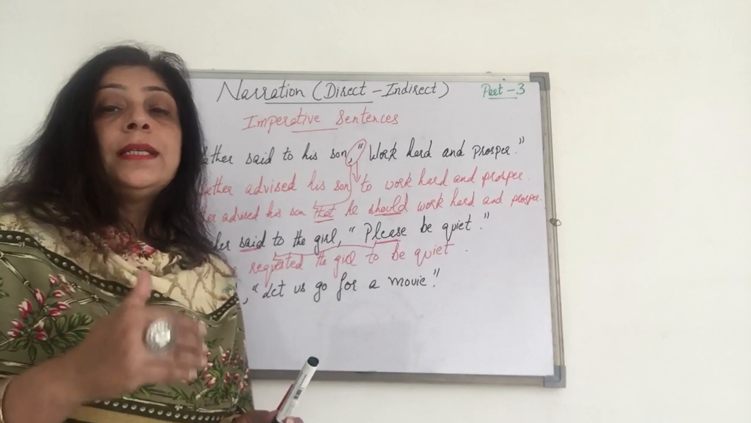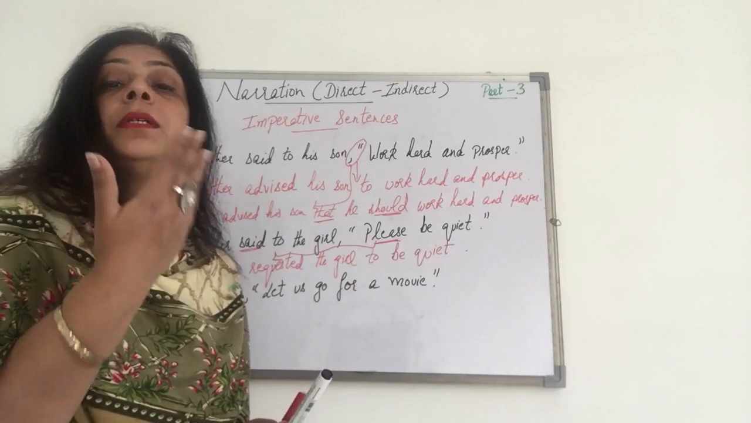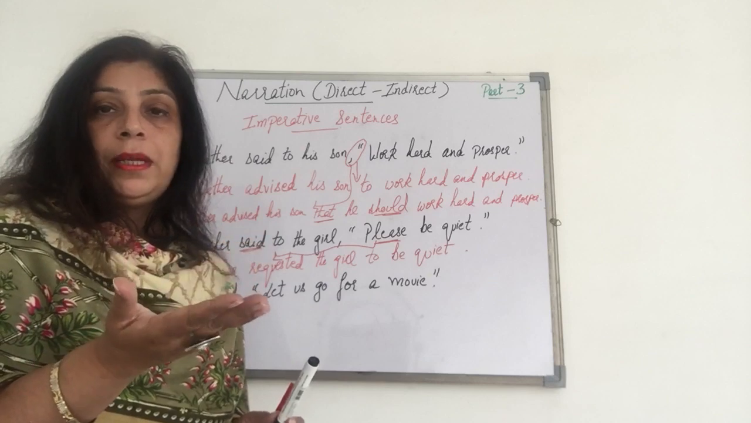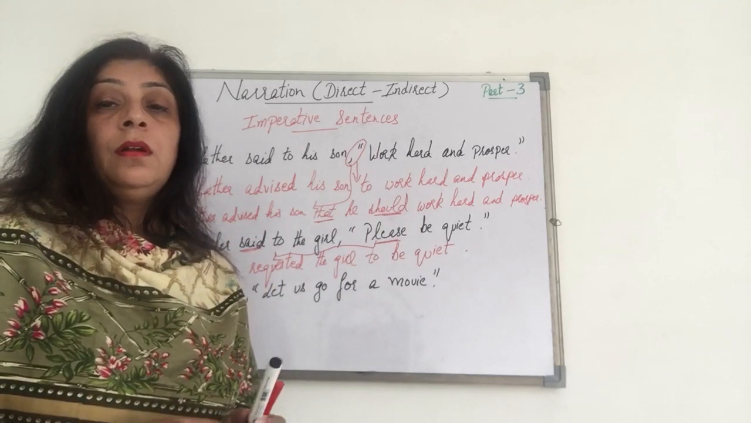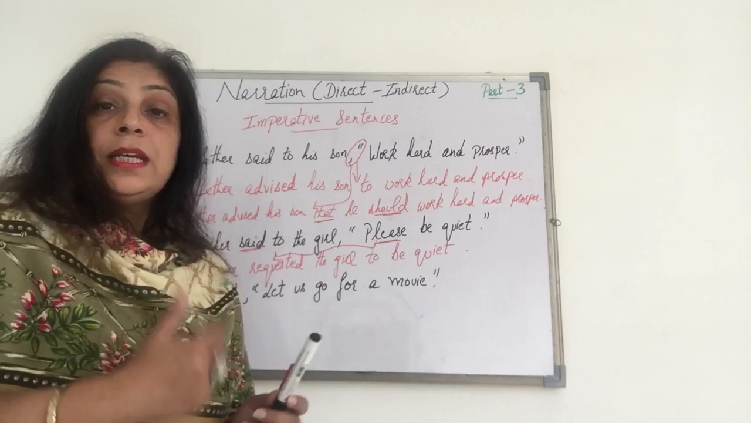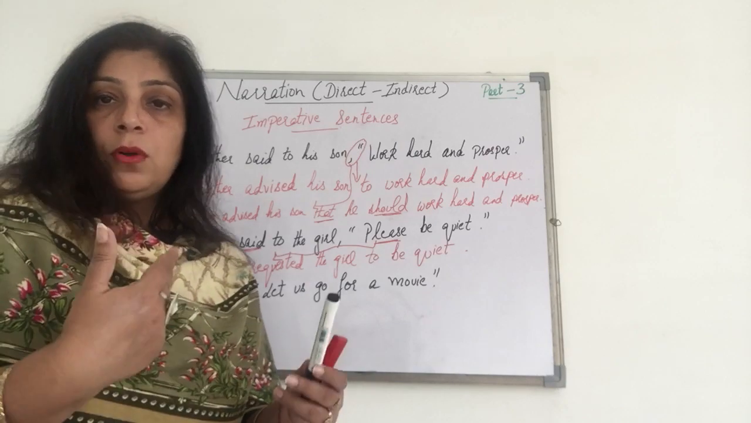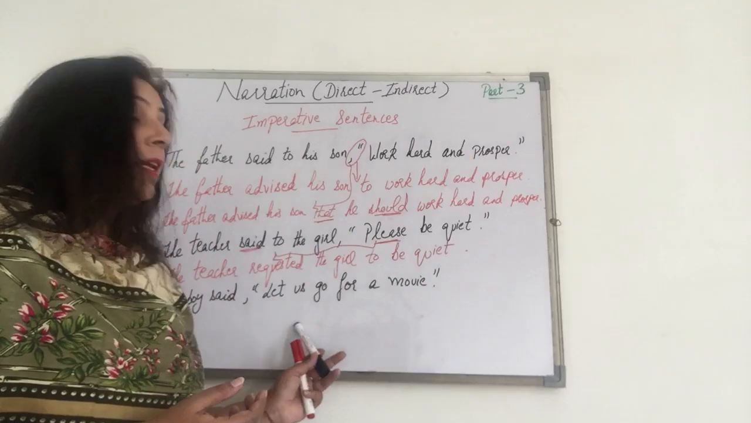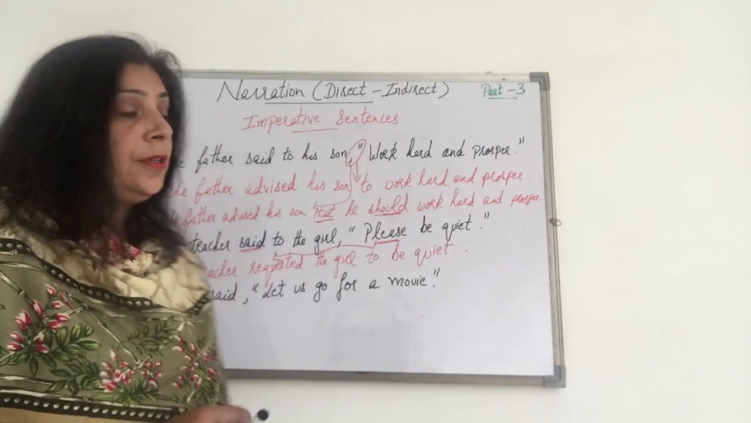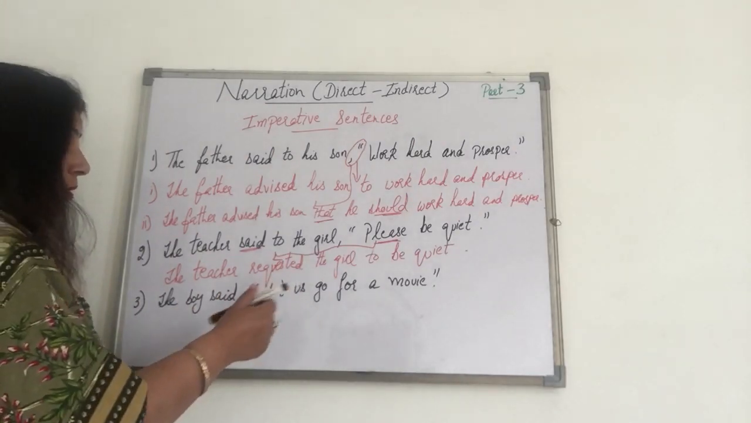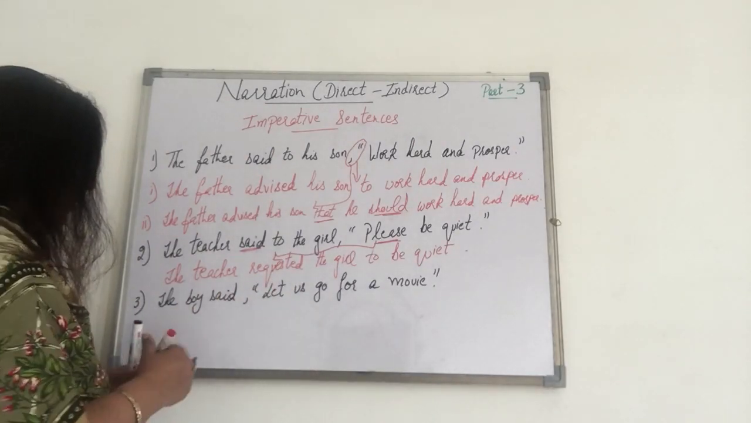Advice is when you say something which will benefit the person for his betterment, like work hard, take 3 spoons of medicine, eat green vegetables. That is for some good benefit. But when it is a casual talk, then we use the word suggestion. So the boy said, let us go for a movie. What will be the answer?